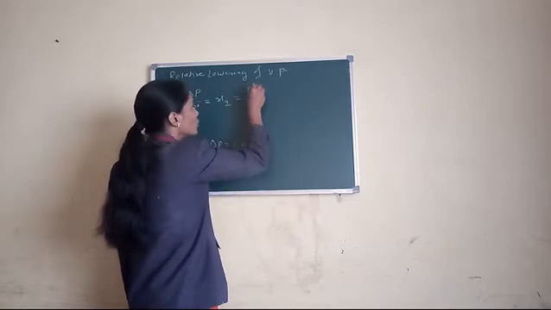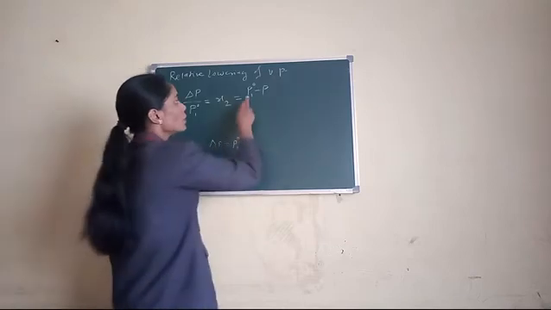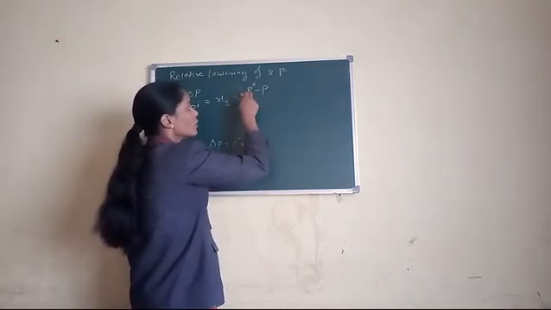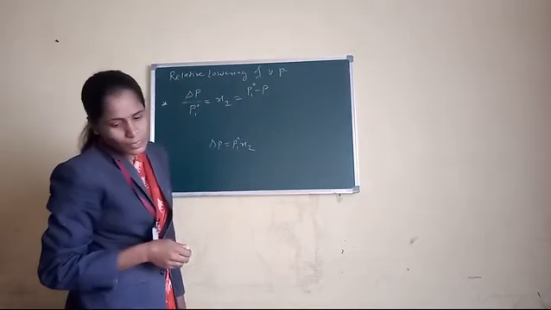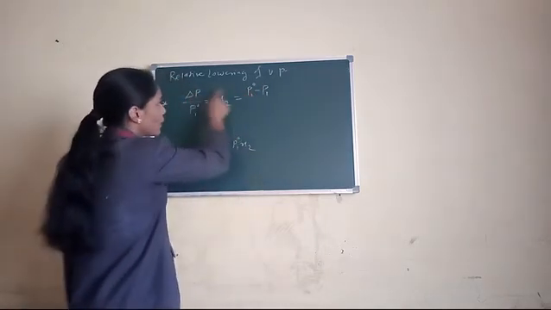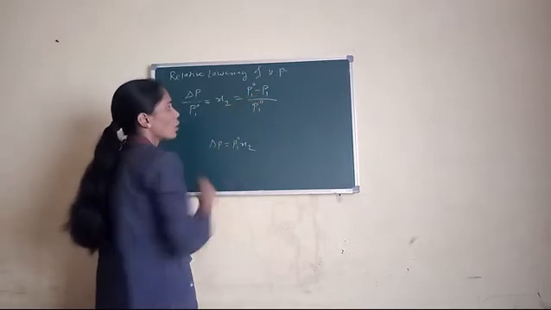For the pure solvent 1, the vapor pressure P1 naught is greater than P. Therefore, delta P is (P1 naught minus P) upon P1 naught.